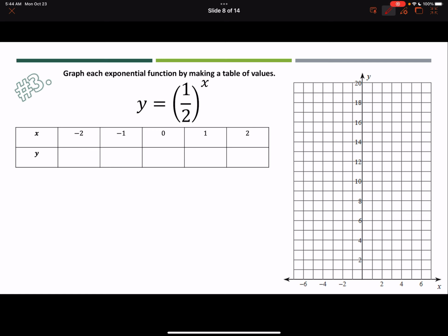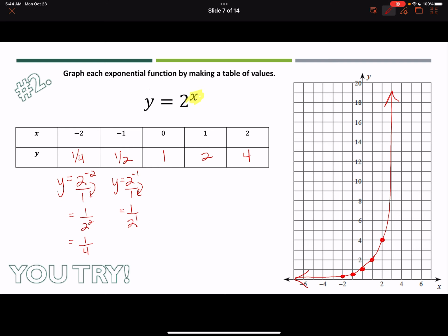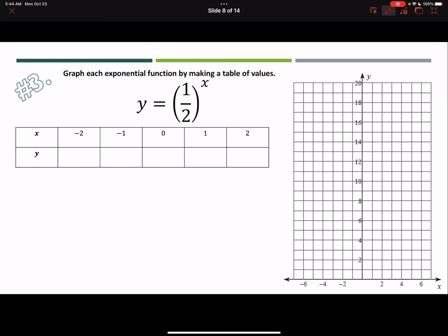Let's try this other one. The difference between this and the two that we just did, the 3 and the 2 are the bases. Those are whole numbers. Now, what if my base is a fraction? Let's look. So we're just going to plug in x values. So 1/2 to the -2nd power.